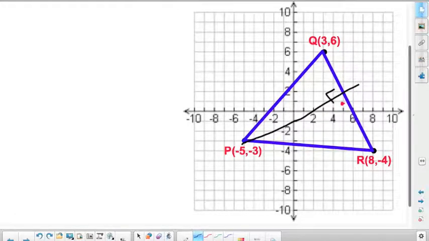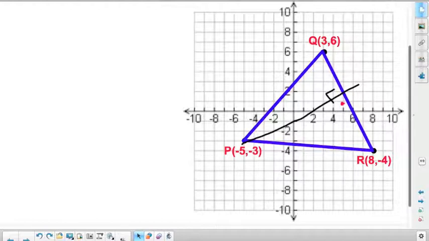We want that to intersect at 90 degrees. Okay, that's what we're looking for. The altitude intersects the base at 90 degrees. In other words, how can I rephrase that? It is the shortest distance from this point P to the line segment QR, because it's at 90 degrees. It's the shortest distance.